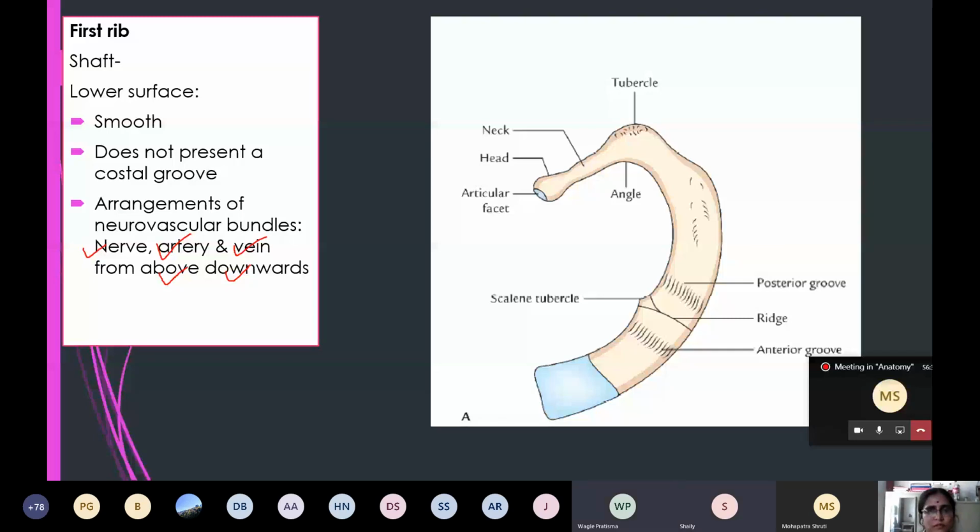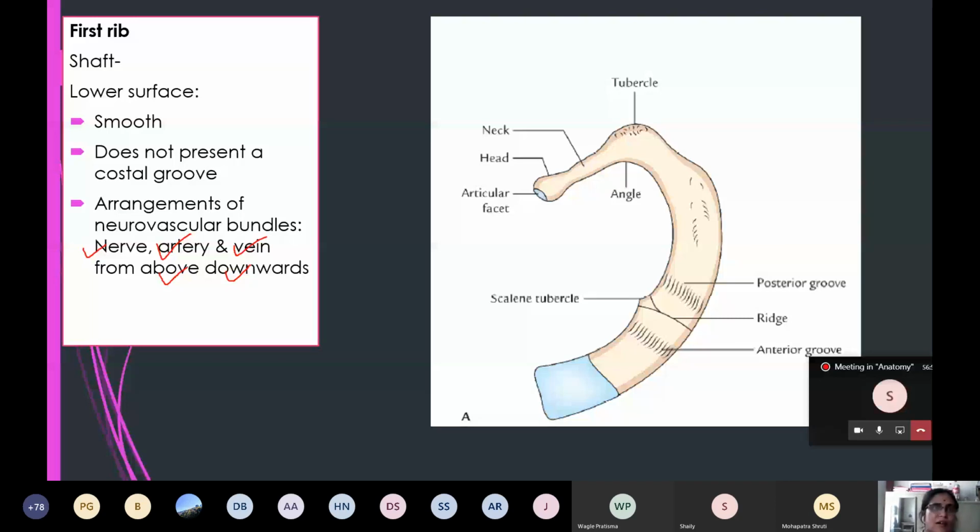Nerve, artery, and vein from above downwards. No. In the first intercostal space, it is nerve, artery, and vein from above downward. In the remaining spaces, it is vein, artery, and nerve. Okay.